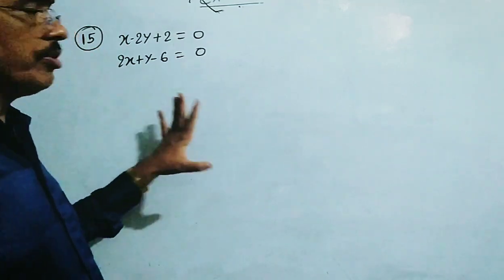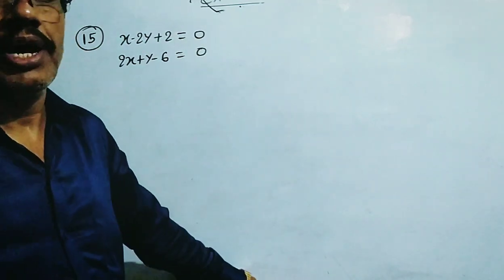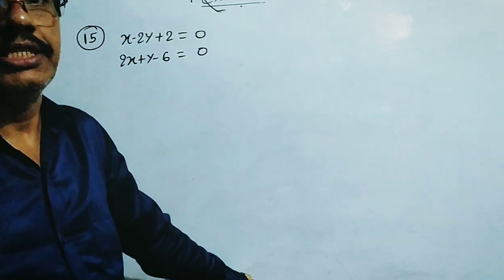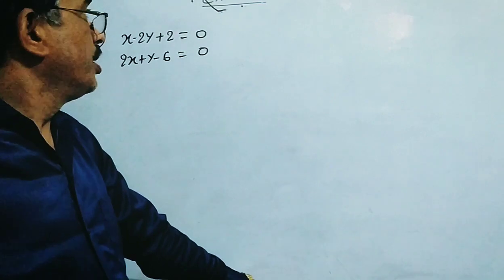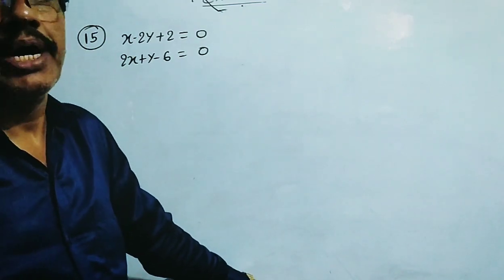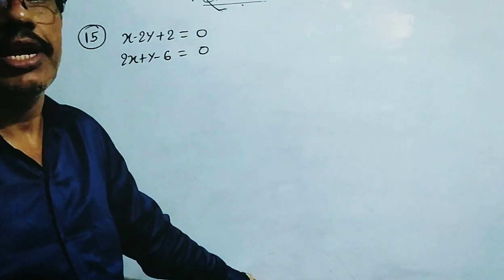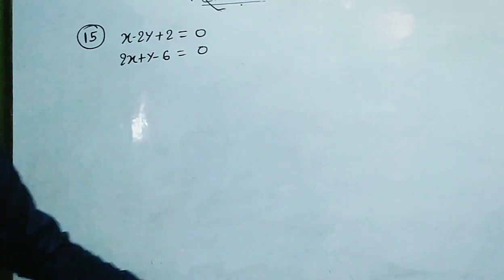So here you see the question is that you first find the value of x and y by the graphical method, and hence find the vertices of the triangle formed by these two lines and the x-axis, and also find the area of the triangle.